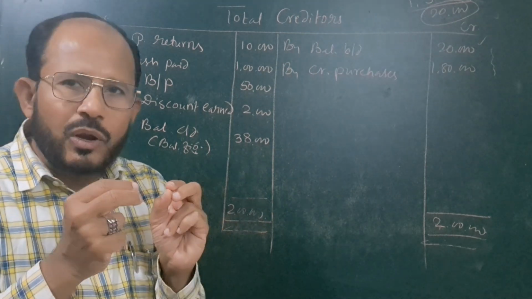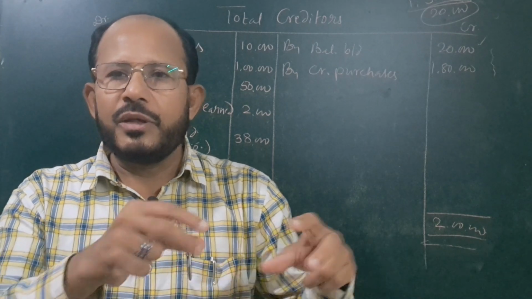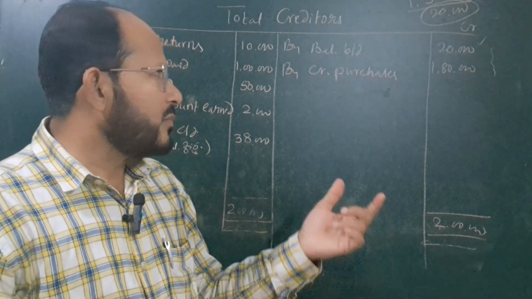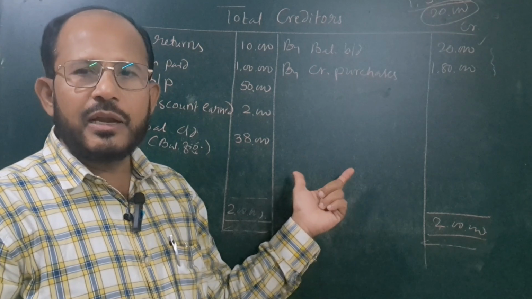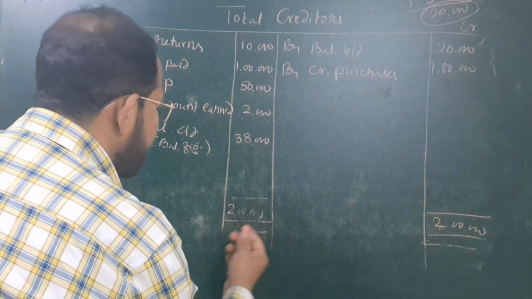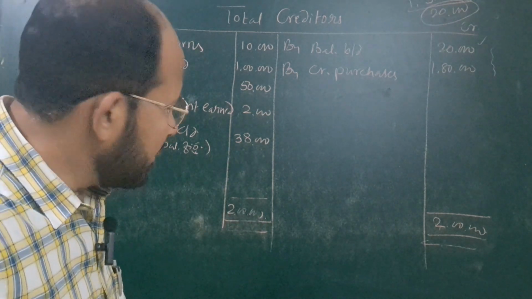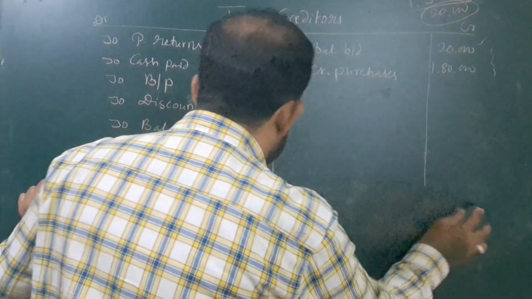That is why first you have to understand the meaning of each and every item, and where we have to show it, whether on the debit side or credit side. If you understand the effect of that entry, then you can easily prepare the total creditors account. This total creditors account is over.